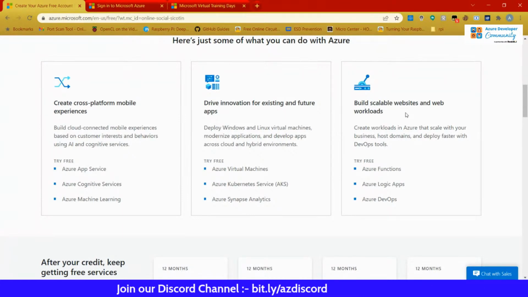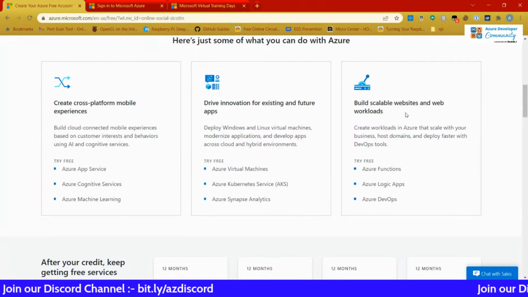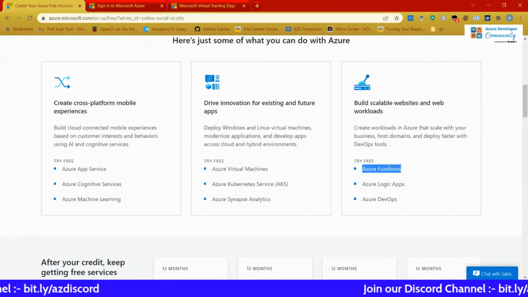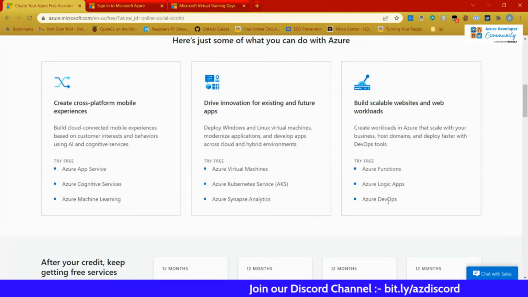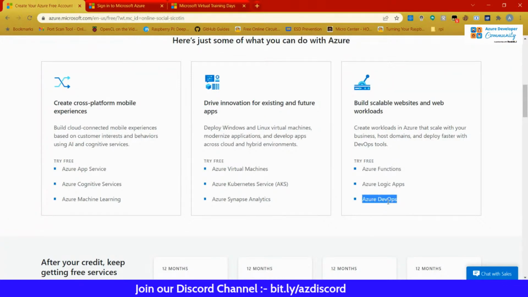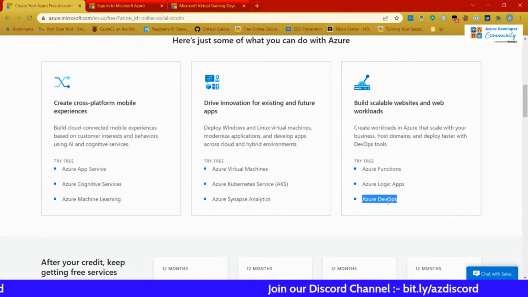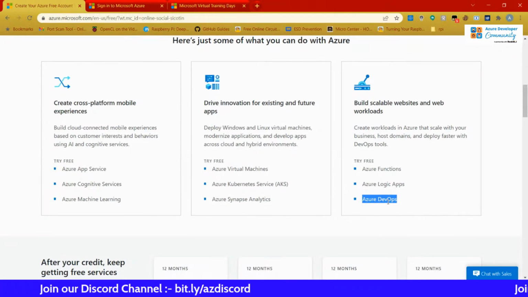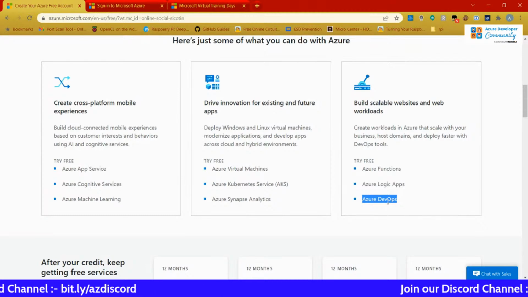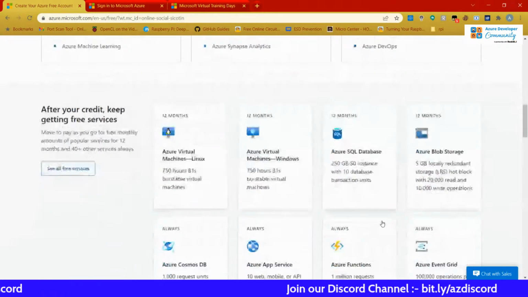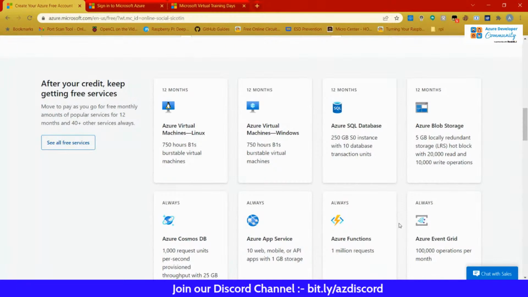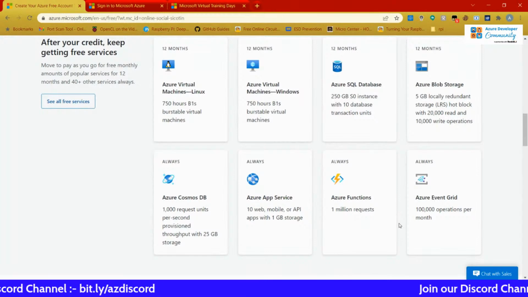Apart from this, there is the scalable website and web workload. Here we were talking about Azure Functions earlier. We were also talking about Logic Apps. DevOps is somewhat of an interesting topic, so I think I will have to take another session for that. We also have the Azure bootcamp that I conducted. If it is there on this channel, you can go through it, and that will cover at least some part of DevOps. Otherwise, feel free to reach out to me on social media, or attend other sessions where we can talk about this. Here you can see some of the things that are provided free to you.